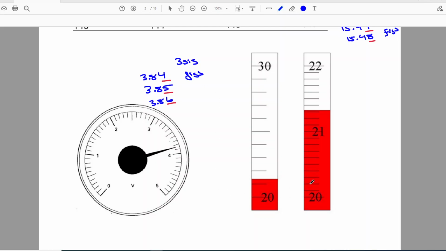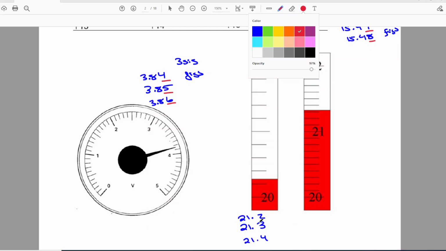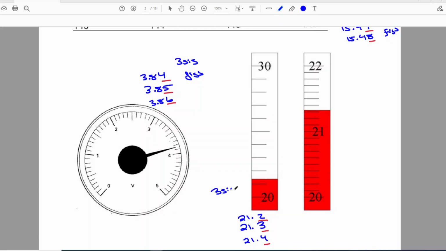Okay, we look at our thermometers here. We've got a 20 to a 30, and again, it's 1, 2, 3, 4, 5, 6, 7, 8, 9, 10. So I'm going to say my last known line is a 21, and then I get to say 21.3, right? Or 21.2. I don't know if I'd say 4. Well, maybe 21.4. So we've got this last digit here that is an estimate. It's an uncertain digit, and we would say that we measured to 3 significant figures.